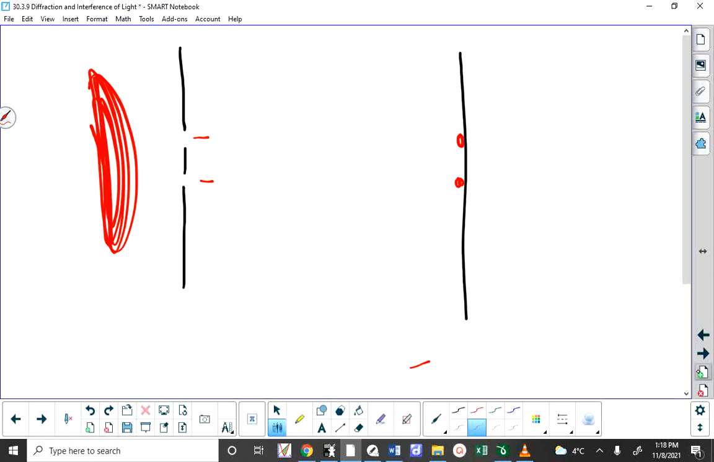I'm going to use a formula in the end anyway. So that's 600 lines per meter. So yeah, I had it backwards. The openings are very close together. The openings are closer together, and you can see the dots are closer together.